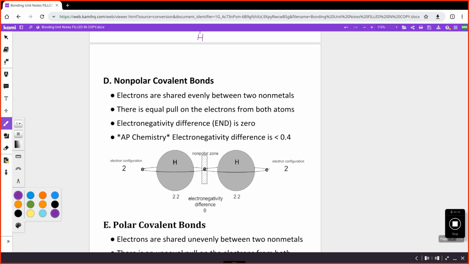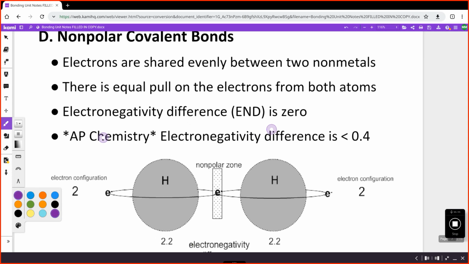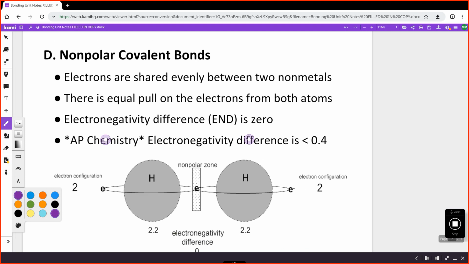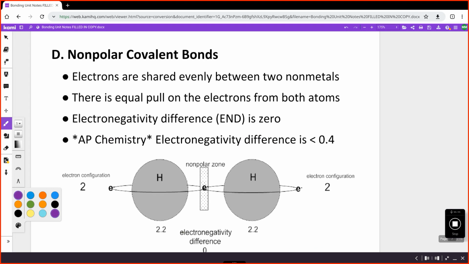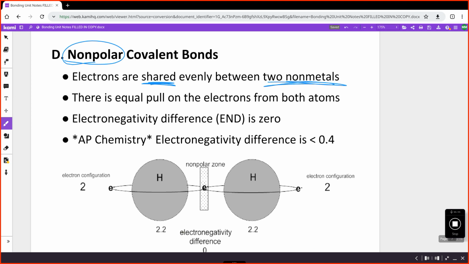So we're going to dive a little deeper into types of covalent bonds, because we can separate these into two major categories. And it's all based off of electronegativity. So the first type of covalent bond is a nonpolar covalent bond. Now, a couple of things don't change. First off, electrons are shared. That's every covalent bond. Second off, it's between nonmetals. That is true. That doesn't change. The difference is how the sharing occurs.